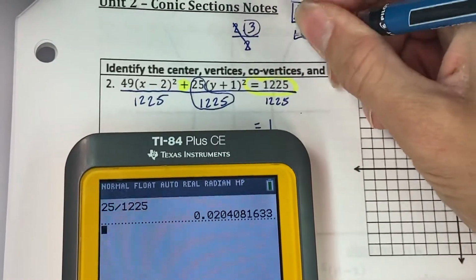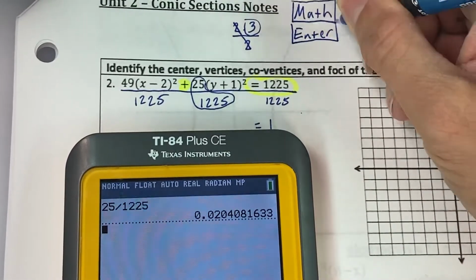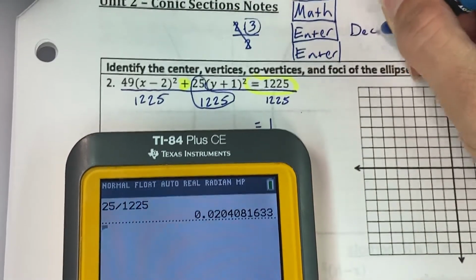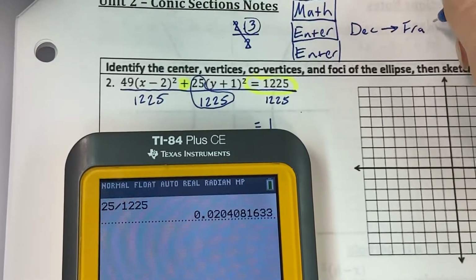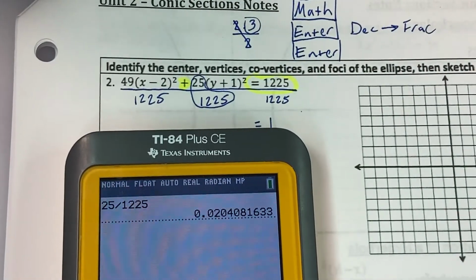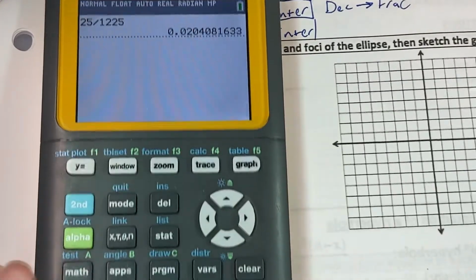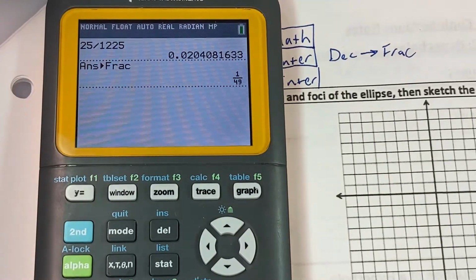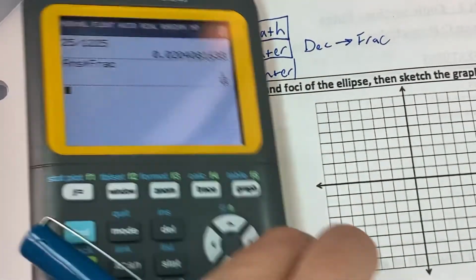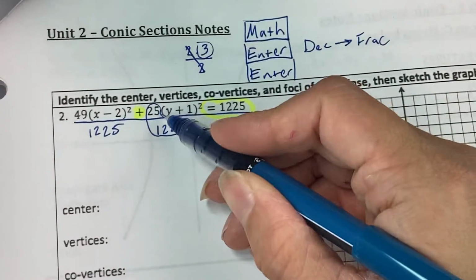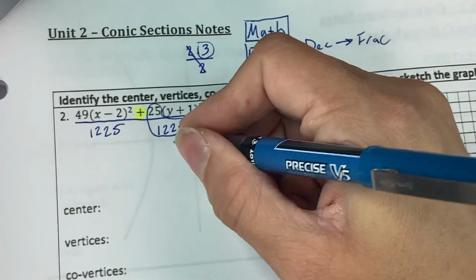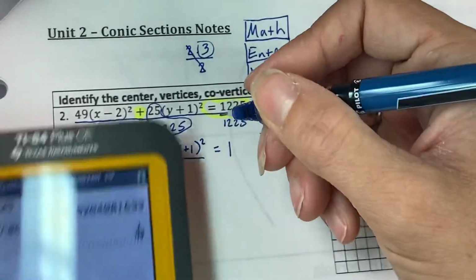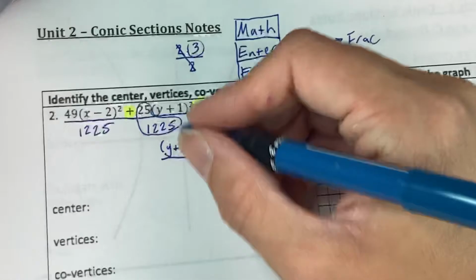So a reminder that your calculator can turn horrible looking decimals like that back into simplified fractions by using the math enter key sequence. So this allows me to take decimals and turn them into reduced fractions. So math button is right here, and then enter on the 2 fraction, enter again, and that gives me 1/49. So the 1 times the parenthetical stuff, which I do not need, so y plus 1 squared, and then our denominator is going to be the 49.